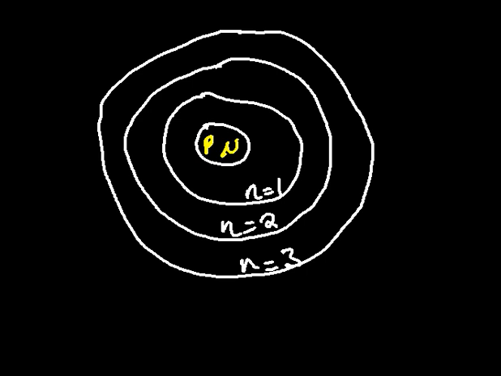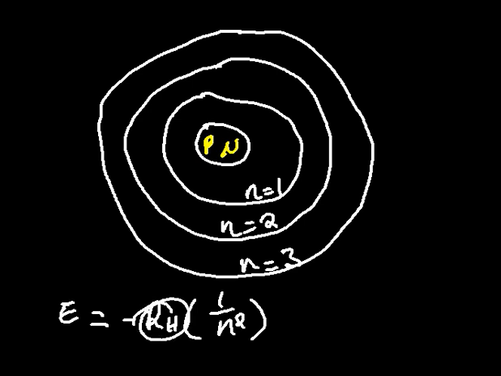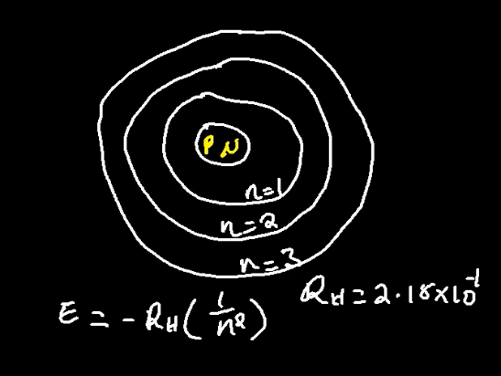So we use what we call Rydberg's equation. Rydberg's equation states that the energy content in a specific energy level is given as negative RH times 1 over n squared, where RH is Rydberg's constant. It is given as RH equal to 2.18 times 10 to the power negative 18 joules. So this is Rydberg's constant, and this is Rydberg's equation.